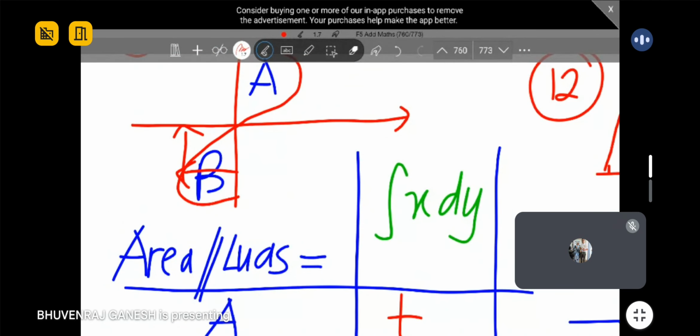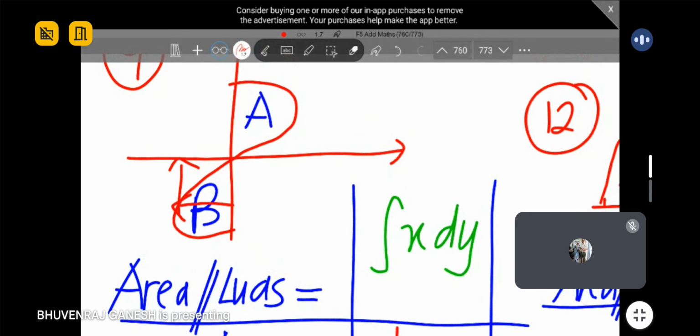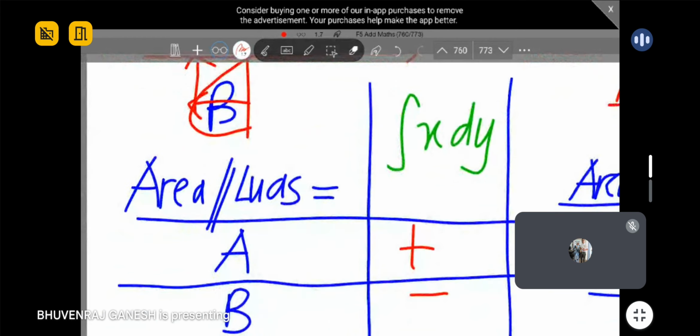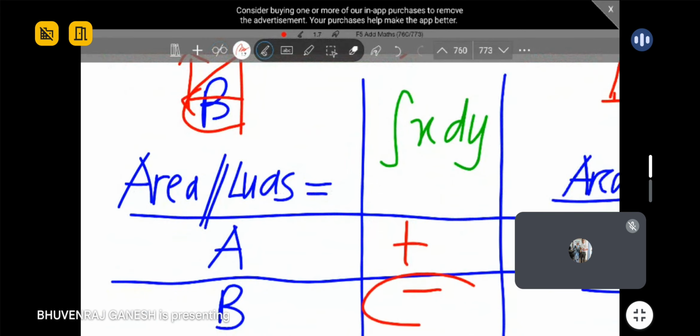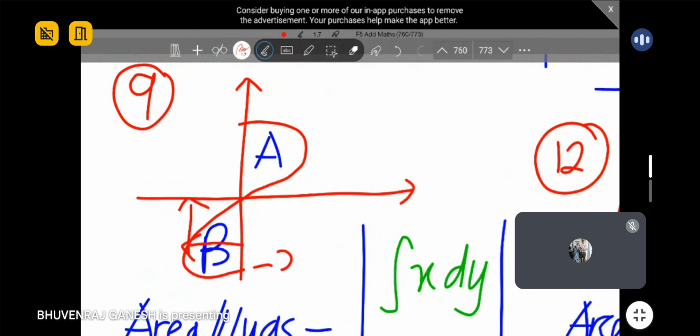So don't get confused, guys. When the graph gives you something like this, the region has changed already. Make sure you use the modulus. You must use the modulus, especially for this one, because it is a negative area. Okay? So I will show you an example. Let's say I give you some values. So guys, can you do this?